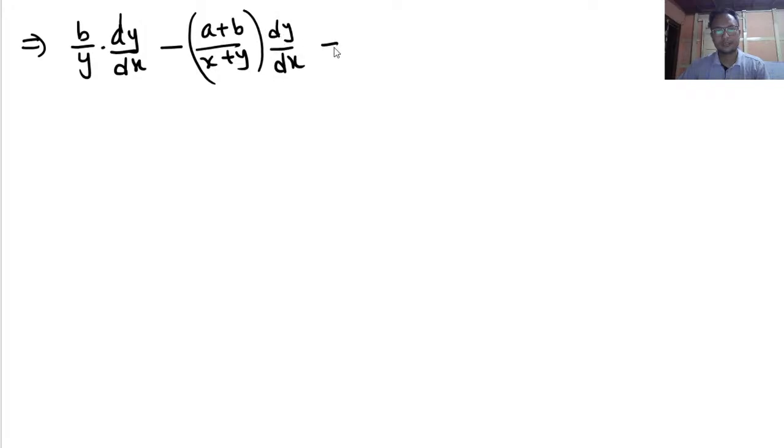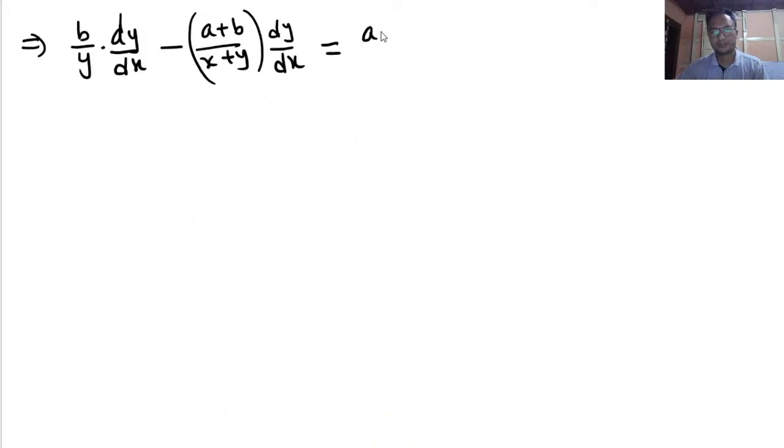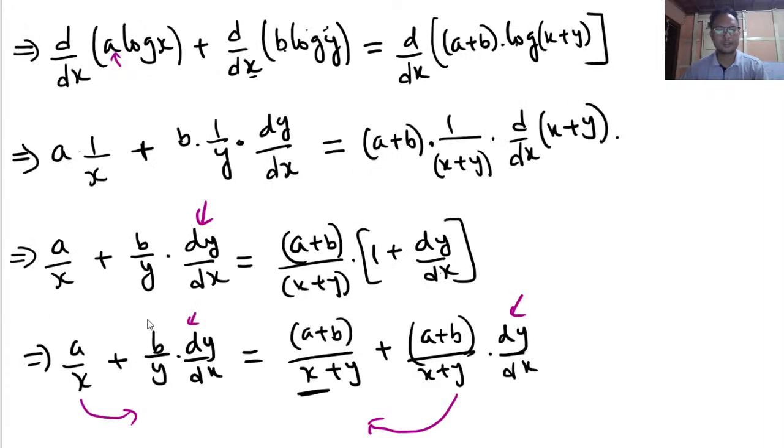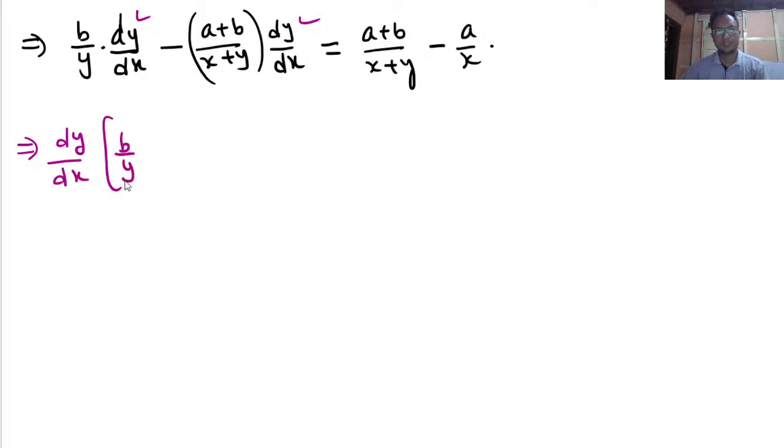dy by dx equals, the right hand side as it is, this term is as it is, a plus b over x plus y, minus y, minus, we have to transfer this term to the right hand side, minus how much? a by x, right? Okay, so dy by dx we have to take outside because it's common to both the terms. So we are having b by y minus a plus b over x plus y, right?